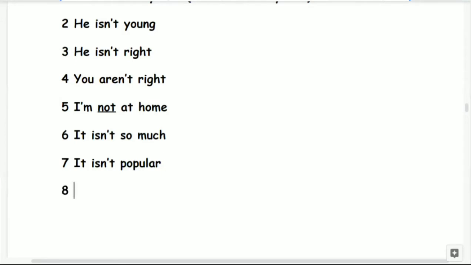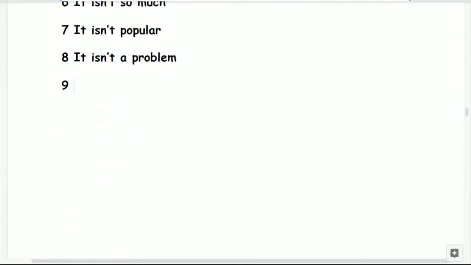Deyək ki, bu problem deyil. Bu it deyil. It isn't a problem. So let's continue. İndi deyək ki, bu daha yaxşı deyil. Bu it deyil. It isn't daha yaxşı. Better. It isn't better. Və yaxud da in British accent we can say it isn't better. Okay? It isn't better.